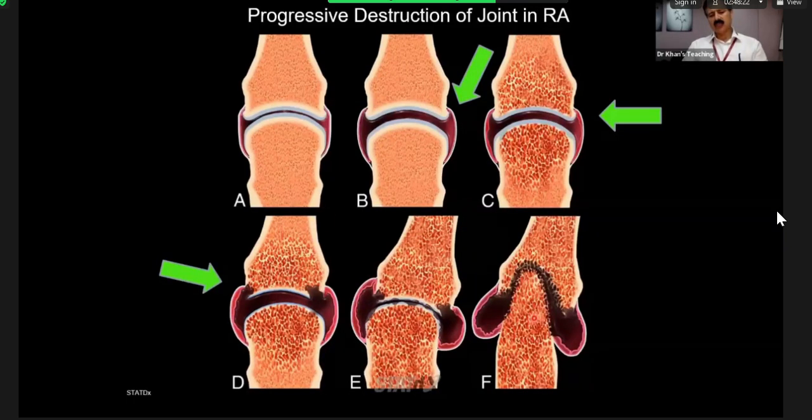This is an arthritis mutilans type of picture, where what has happened is that there is a pencil and cup deformity. And this film has come in the exam quite a few times, and they will ask you what can be the differential. We call it arthritis mutilans. I will show you.